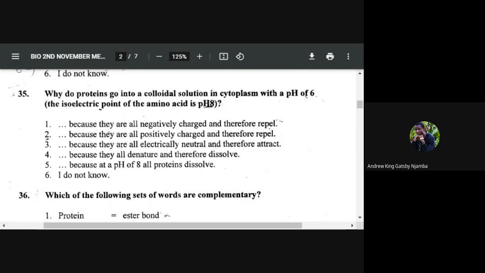Now when you look at option number 3, because they are all electrically neutral and therefore attract. So this statement electrically neutral makes this whole statement number 3 to be a wrong statement. Something that is neutral cannot attract. How can they attract when there is no attraction between them? Sodium and chlorine can attract because there is negative and positive, isn't it? Okay. Then when you look at 1 and 2.